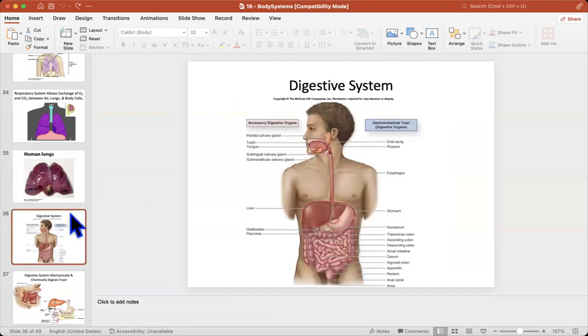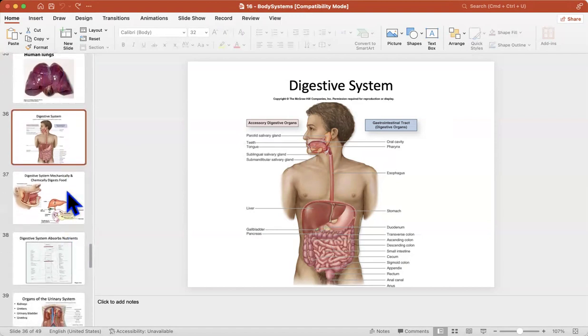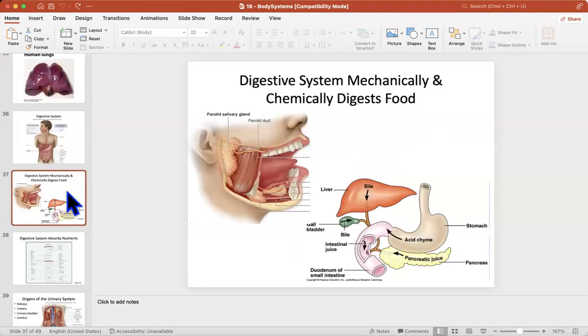Okay, next system, digestive system. The digestive system is made of the tube from your mouth to anus. And this tube is totally 9 meters long. So very long tube. And the small intestine itself is 7 meters. Its main function, well, is to digest your food. That's why it's called the digestive system.